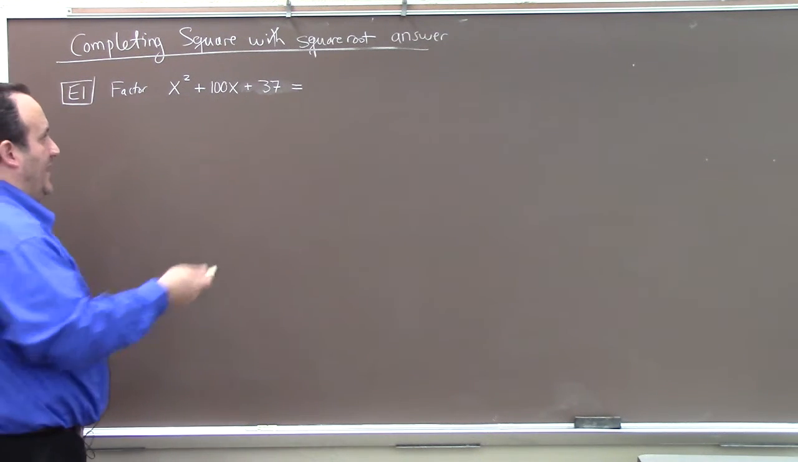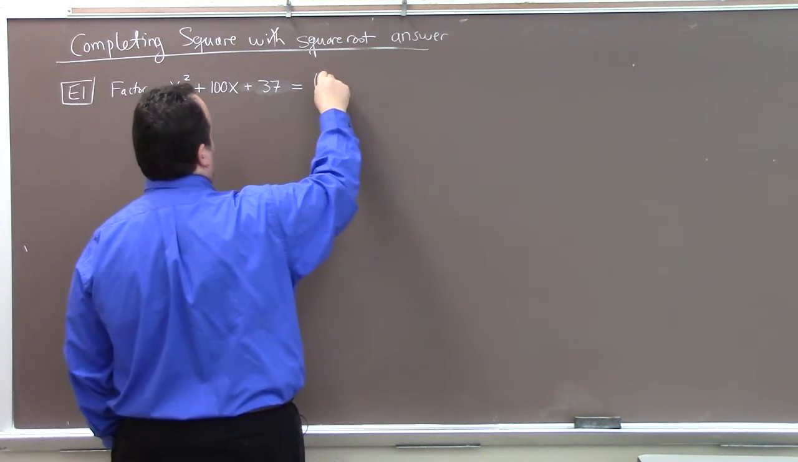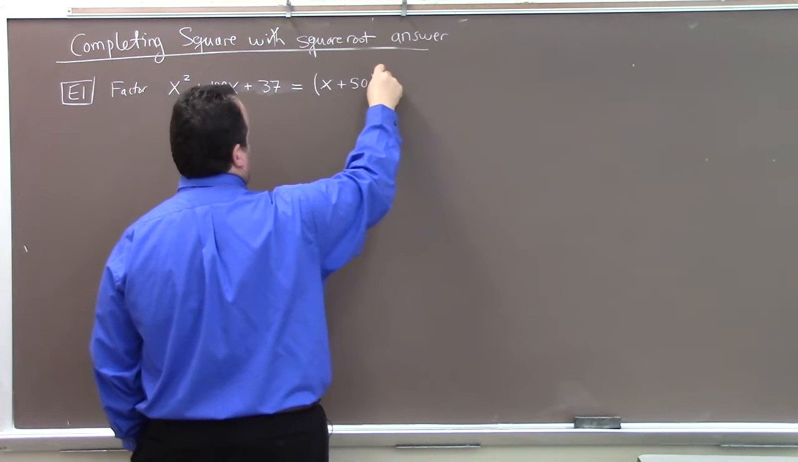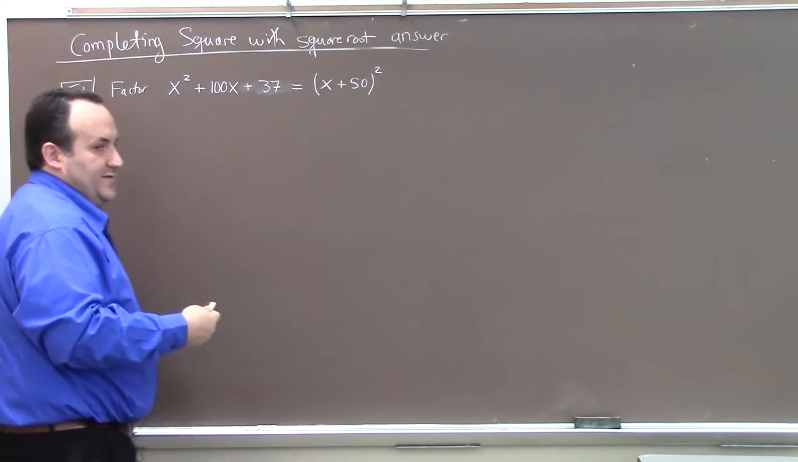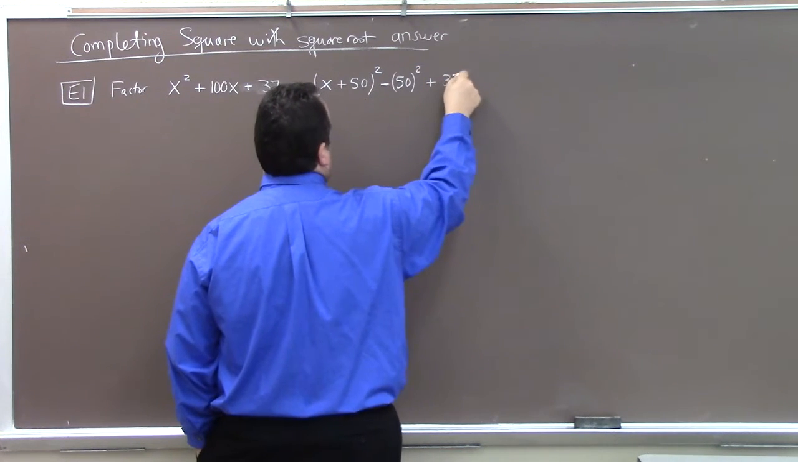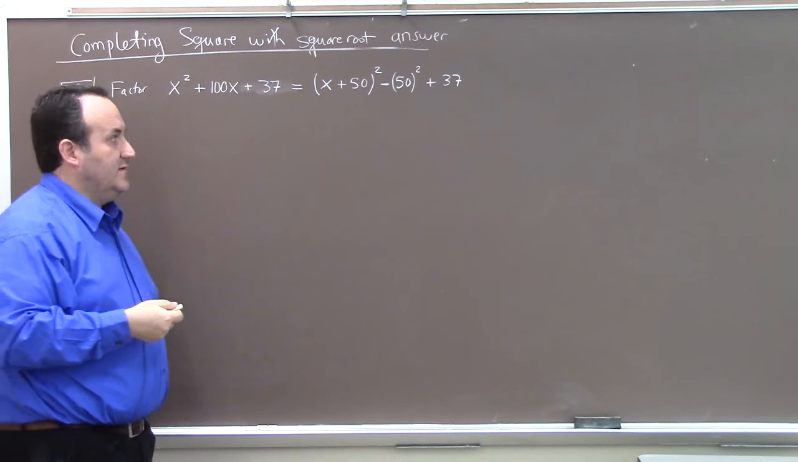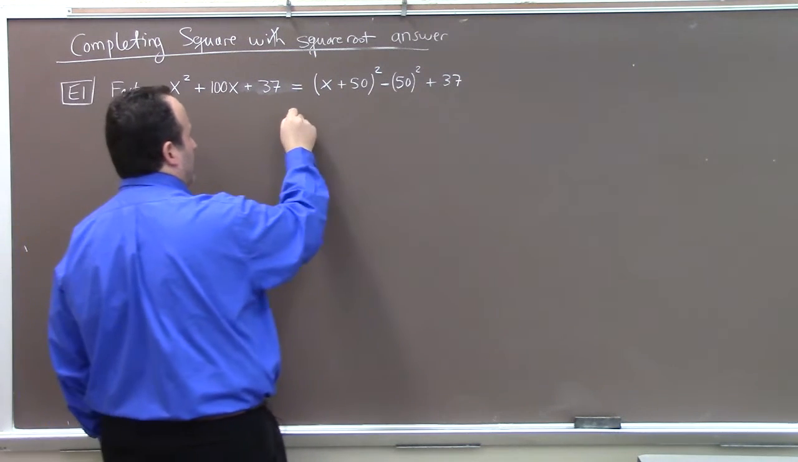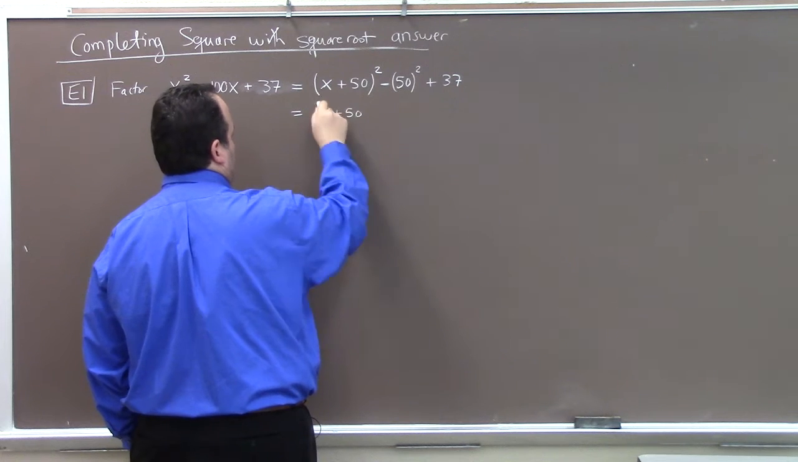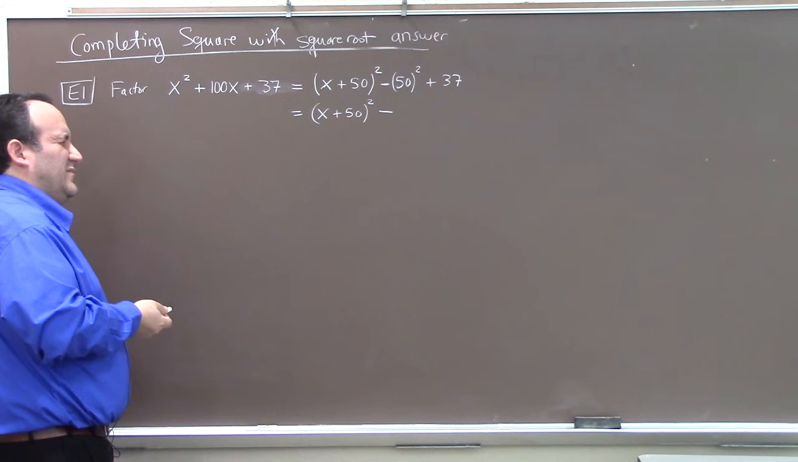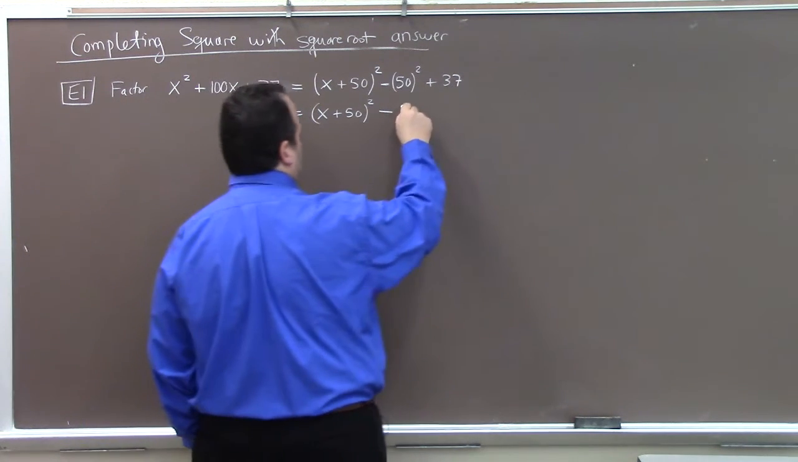So we complete the square. We take half of whatever's here, right? And we add it. So half of 100 is 50. So I do x plus 50, I square it, right? Then I have to subtract 50 squared to be fair, right? So minus 50 squared plus 37. Now 50 squared is 2,500, right? So we got x plus 50 quantity squared minus, 2,500 minus 37 is 2463. So minus 2463.